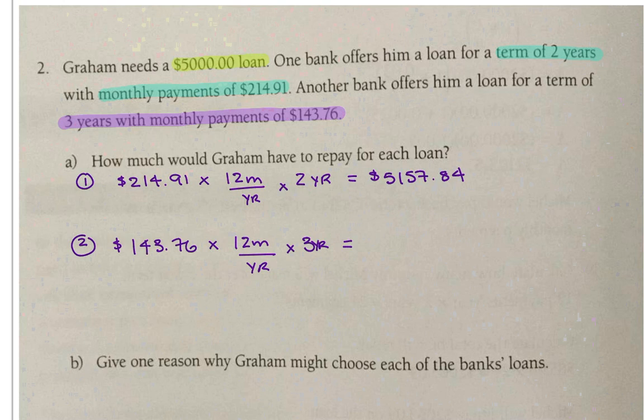Now, what's your 143.76 times your 12 months in a year times your 3 years? 5,175 and 36 cents. You bet. Okay, so that's how much he has to repay for each loan.